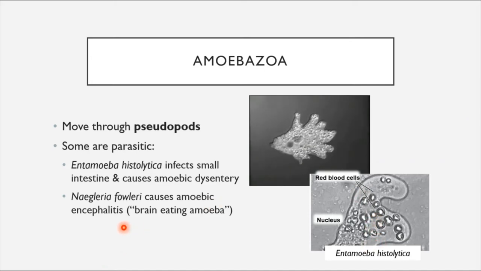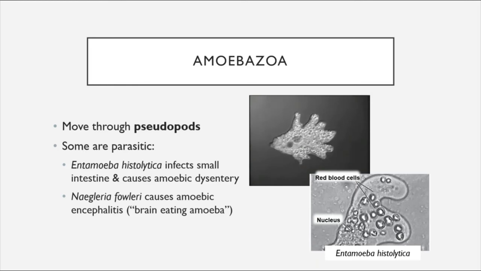Naegleria fowleri is another parasitic amoeba. This is the one that is infamously known as the brain-eating amoeba. It lives in warm freshwater sources, and the typical way that it is thought to infect a person is when it is exposed to the mucous membranes of the sinuses or the throat, and from there it makes its way to the brain and causes a severe form of encephalitis called amoebic encephalitis.